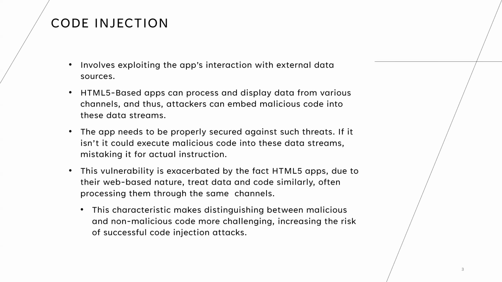So, code injection. It involves exploiting the app's interaction with external data sources. HTML5 based apps can process and display data from various channels, and thus attackers can embed malicious code into these data streams. So the app needs to be properly secured against such threats. If it isn't, it could execute malicious code from these data streams, mistaking it for actual instruction. And we'll see later on why this happens in our case and how the example APK isn't properly secured.